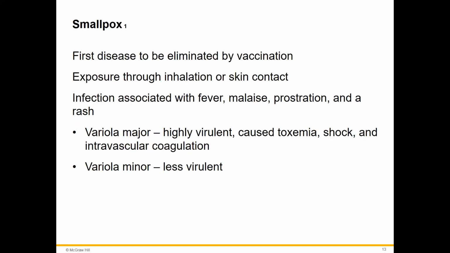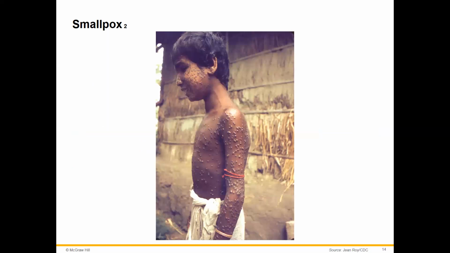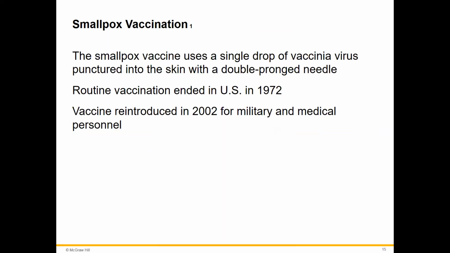The first one is smallpox. This is our first disease to be eliminated by vaccination. Inhalation or skin-to-skin contact is your spread. Your rash is going to be your main kind of virulence factor or symptom you'll see. Variola major is the real virulent form that can cause toxemia, shock, death, intravascular coagulation. Variola minor is less virulent, less disease producing. That's an example of smallpox. Ouch, not fun. Smallpox does have a vaccine, which is why we haven't seen this as of late, although we do keep the vaccine just in case.